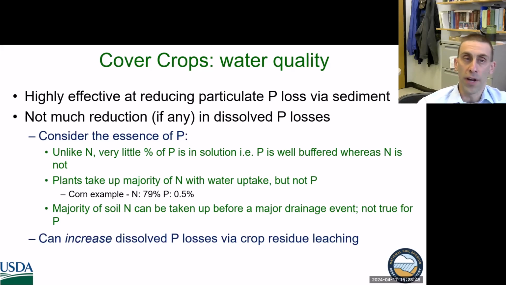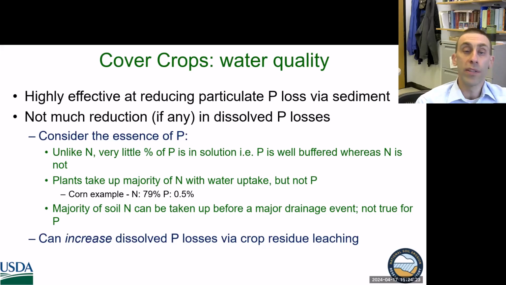Not true for nitrogen. So unlike nitrogen, very little of the phosphorus that's in the soil exists in solution. So phosphorus is well buffered, nitrogen is not. For example, plants can take up the majority of nitrogen with water uptake. That's not true for phosphorus. So corn, for example, just through water uptake alone, can take up 79% of its nitrogen. But for phosphorus, through water uptake alone, it's only going to get half a percent of the phosphorus it needs.